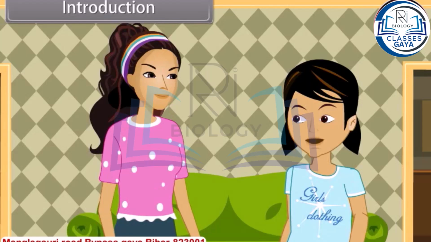How can anyone inherit disease? Disease can be inherited by the transfer of genetic material from parents to their offsprings. Let me explain to you in detail.